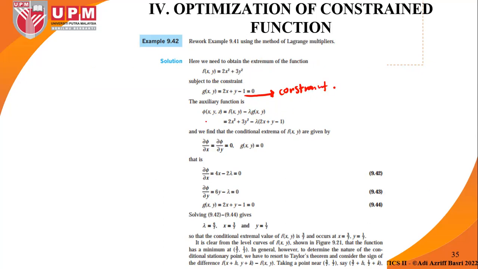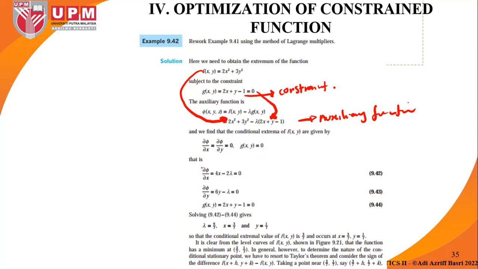Okay. So psi is equal to f(x,y) minus lambda g(x,y). What is f(x,y)? This is the first function, f(x,y) minus lambda g(x,y). So you have these auxiliary functions. In order to calculate the condition of extrema of f(x,y), we need to differentiate with respect to x and y equal to 0, when g(x,y) equals 0.